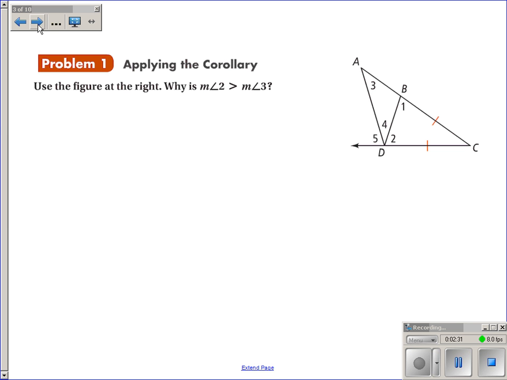Using this figure at the right, why is the measure of angle 2 bigger than the measure of angle 3? Well, I know that I'm looking for exterior angles. So I'm looking at angle 1. The measure of angle 1 must be bigger than the measure of angle 3 by that corollary we just talked about.